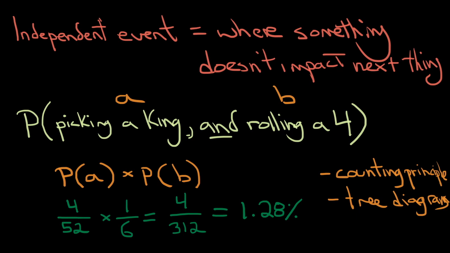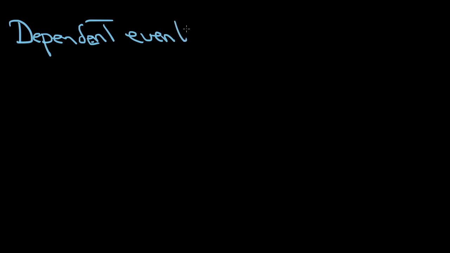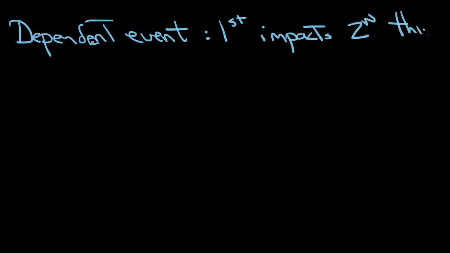Now you might be wondering, what happens if something does impact another thing? Well, we call that a dependent event. We're going to talk about this in another video, but I'll give you a little preview. With a dependent event, you do the same thing, but you have to be very careful. The first thing that you do actually impacts the second thing. Does that make sense? It's dependent upon it. So I'll give you an example.